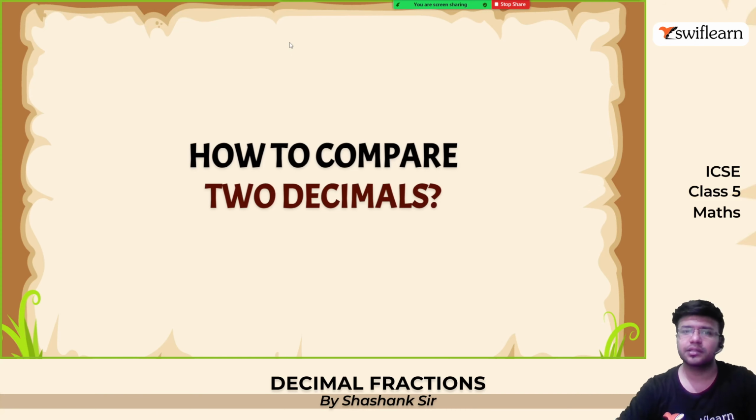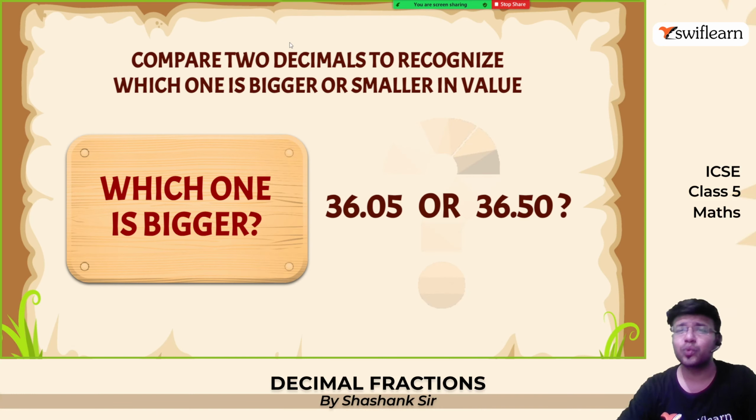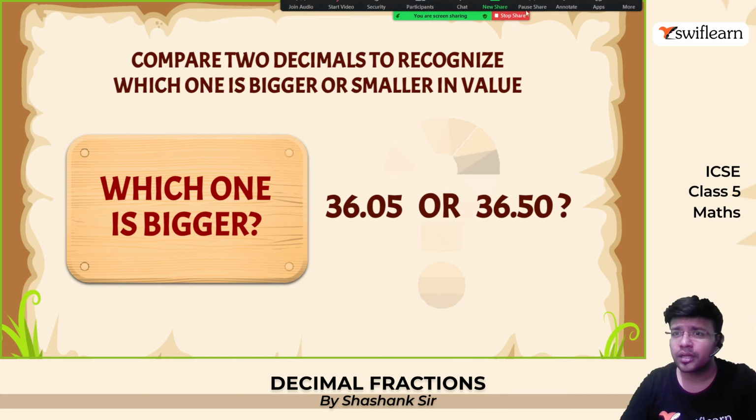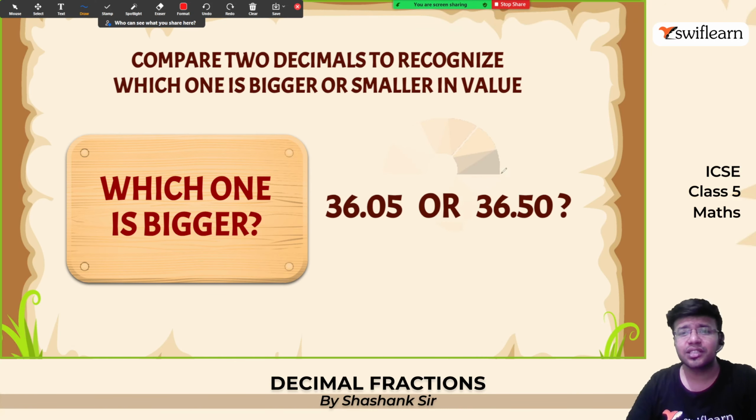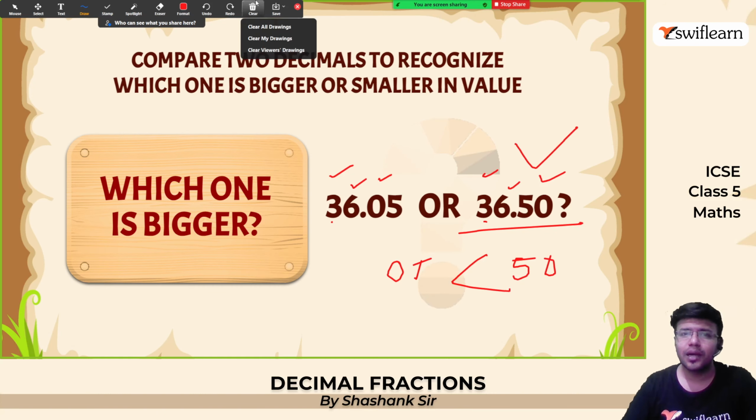Yes. So now, how to compare two decimal numbers? We compare two decimal numbers to recognize which one is bigger or smaller in value. Now, we have 36.05 and 36.5. The number with the highest place value is the winner. So here it is tens, here also it is tens. So check the place value, it is 3, it is 30. Check the ones place, it is also 6. Now check the decimal part. This is 05, this is 50. What do you think? 05 is greater or 50 is greater? Obviously, 50 is greater. So this is the bigger number.